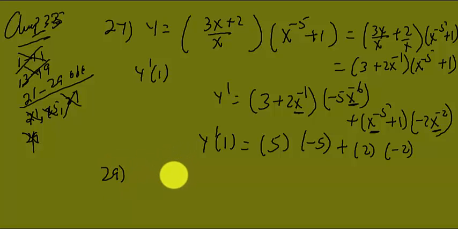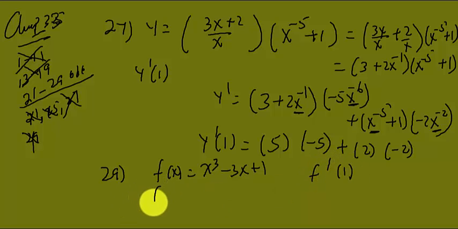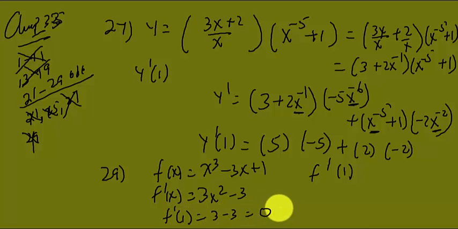29. They give you the function f of x is equal to x to the third minus 3x plus 1, and they want you to first find f prime of 1, which is easy. f prime of x is 3x squared minus 3, and f prime of 1 is going to be 3 minus 3, which is 0. So we know the slope of this curve at 1 is 0.